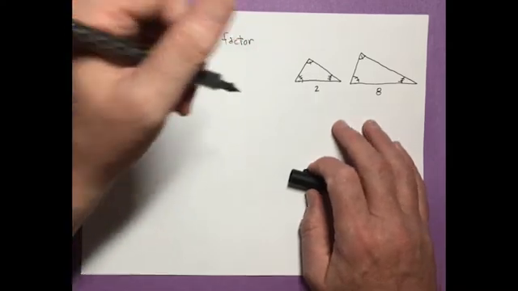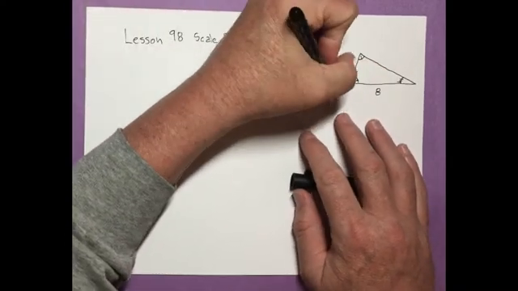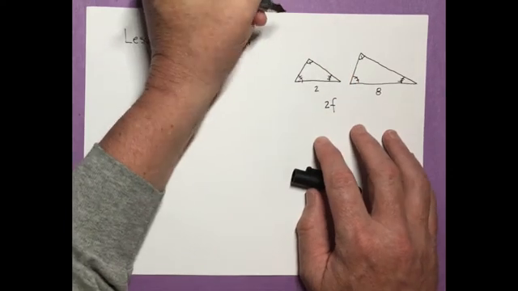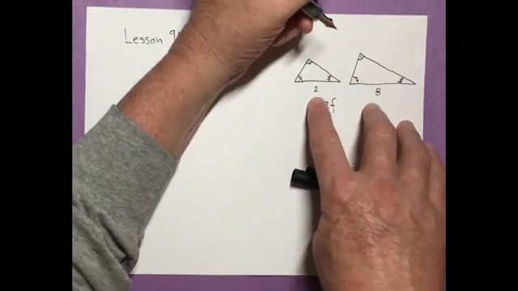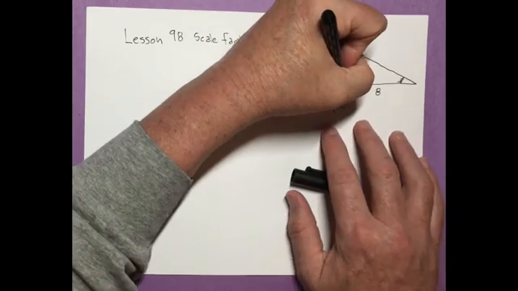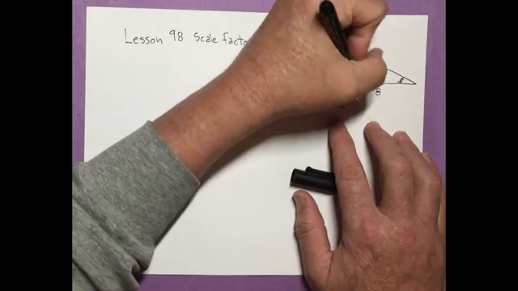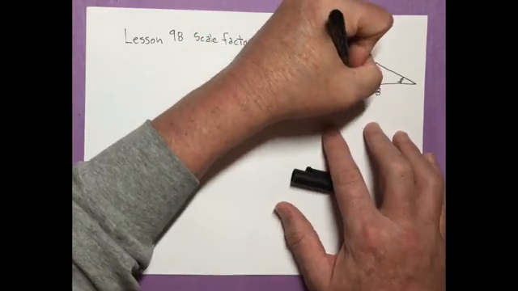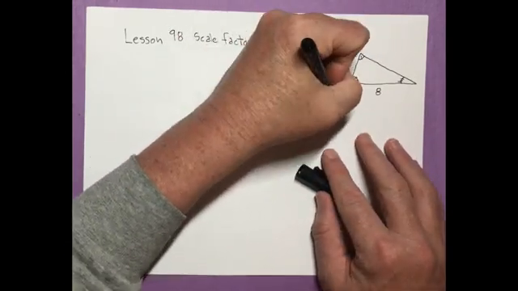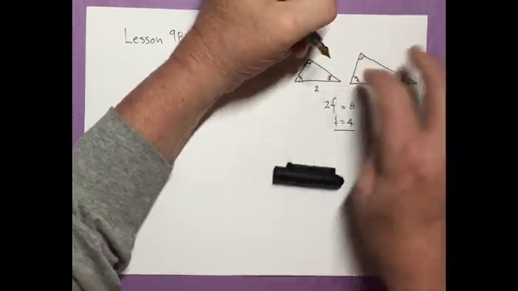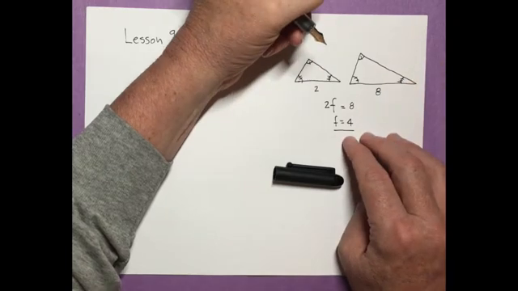Okay? Because the scale factor is simply this. There must be some number, I'm going to call it f for factor, that if I multiply it by the smaller side will equal the larger side. So for what scale factor f does 2 times f equal 8? Well, you can see pretty easily that f is 4. So the scale factor between this triangle and that triangle is 4.